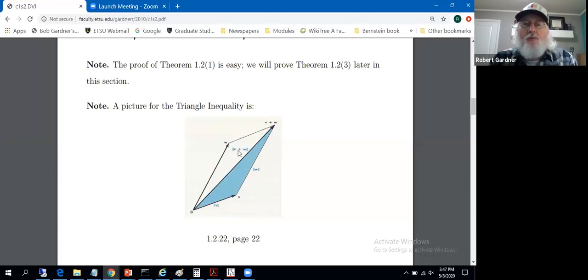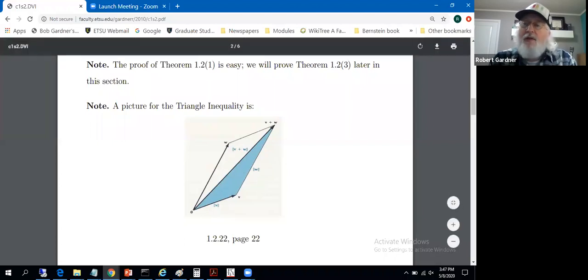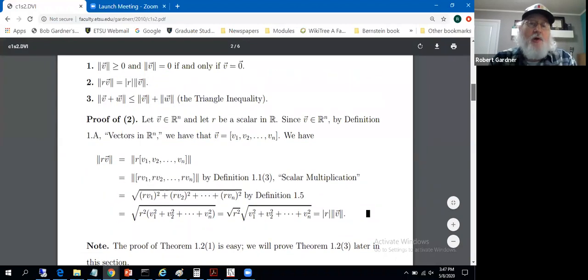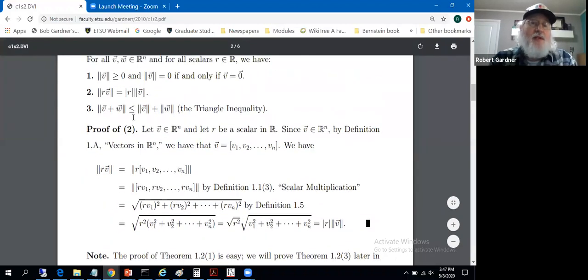All right, so you want to think of it like this. We're making a triangle using 3 sticks. The stick of length norm of v, stick of length norm of w, and stick of length norm of v plus w. Now the claim in the triangle inequality was the norm of v plus w is less than or equal to the sum of the norms of the other 2 vectors. Norm of v plus w is less than or equal to norm of v plus norm of w.